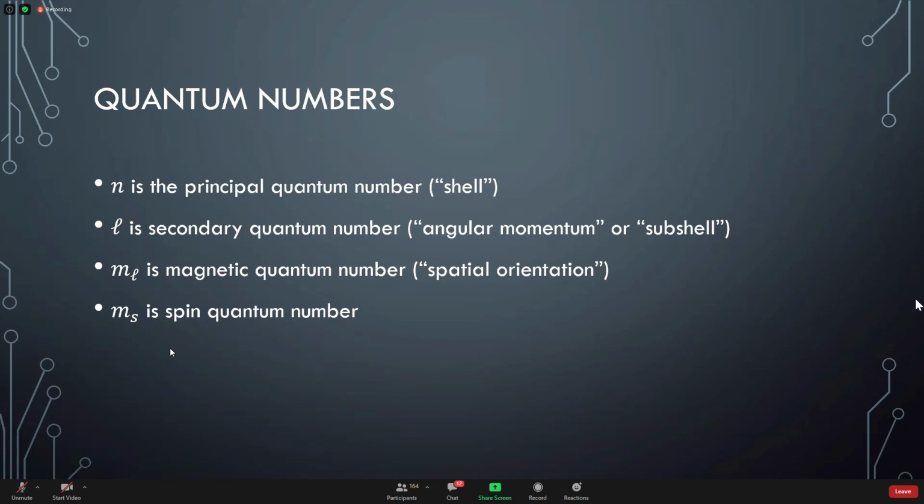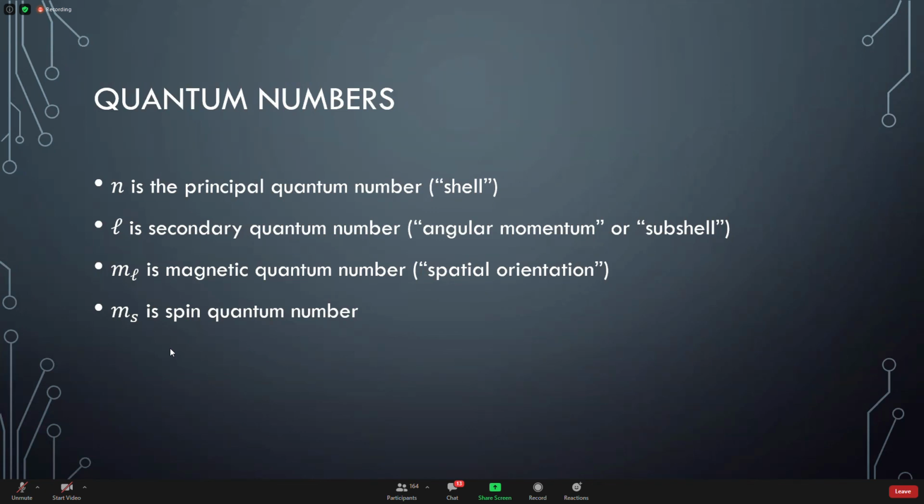ML is the magnetic quantum number. So these are the spatial orientations. So for example, there are 3 separate p orbitals, like px, py, pz, because they're pointing in 3 different axes. And ML is what would tell us which one of those any electron lies in. And then MS is the spin quantum number, and really that differentiates between the 2 electrons within any one orbital, because 2 electrons are allowed to be in an orbital.